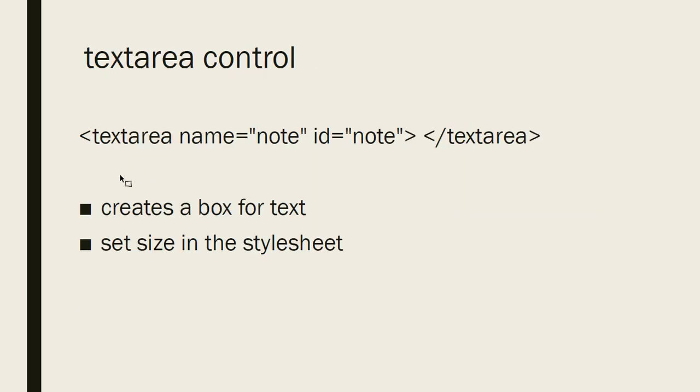We learned about a text area control, and this uses the text area tags, opening and closing tag, and it creates a box for text, and this is multi-line. So the text boxes we've used so far are a single line of text, but this actually creates a box where you can have multiple lines of text, and you can set the size of the box in the style sheet. We went in and we set the height and the width in the style sheet to be what we wanted it to be. And you give it a name, that will be the name of the field, and the value of the field is whatever is entered in the text area.